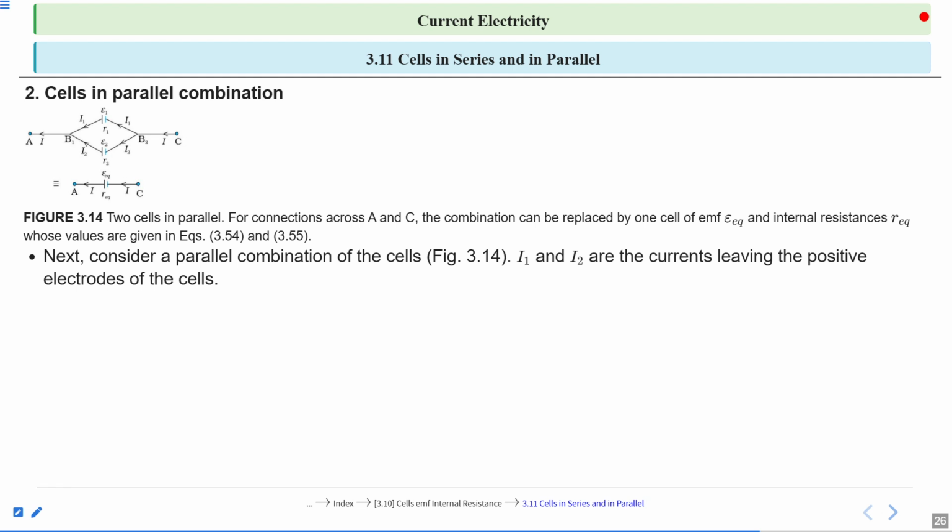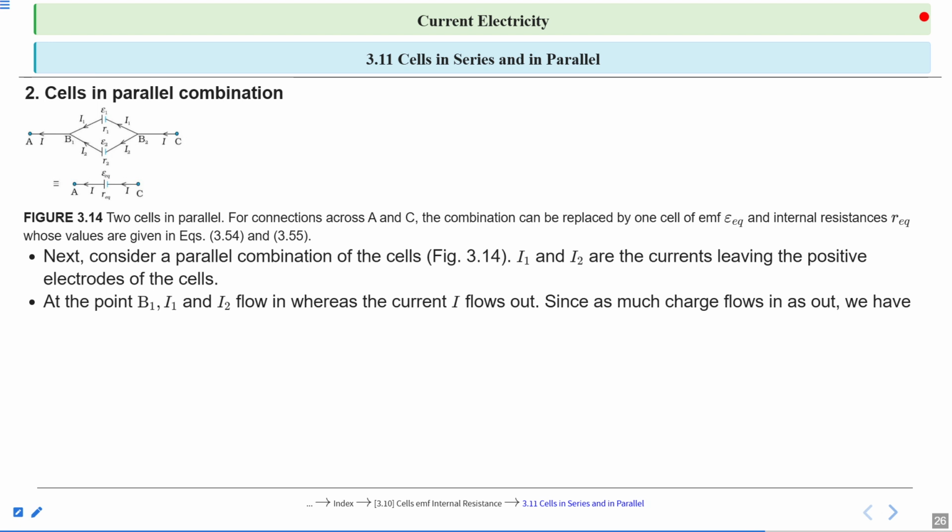Okay, next consider a parallel combination of cells, figure 3.14. I1 and I2 are the currents leaving the positive electrodes of the cells, as you can see in the diagram, and entering the negative electrodes of the cells. At the point B1, I1 and I2 flow in, whereas the current I flows out. So I1 and I2 currents are combining at point B1, and separating at point B2.